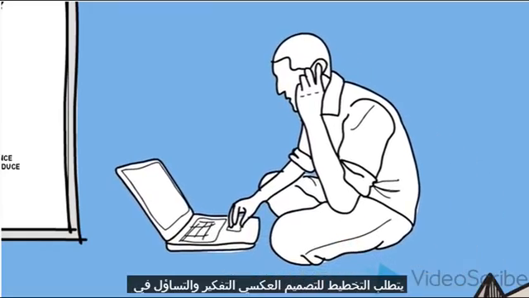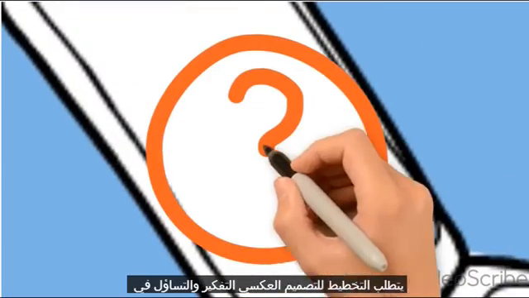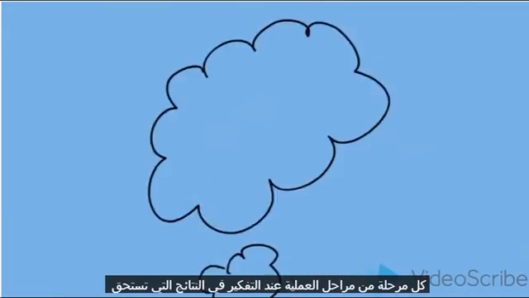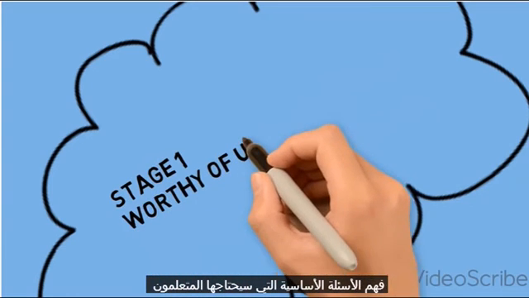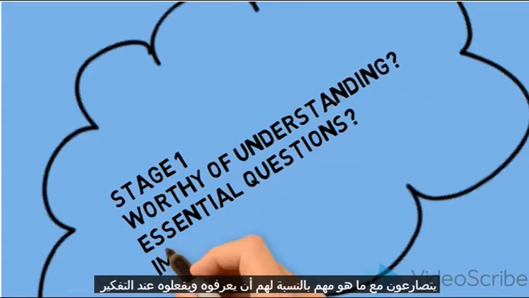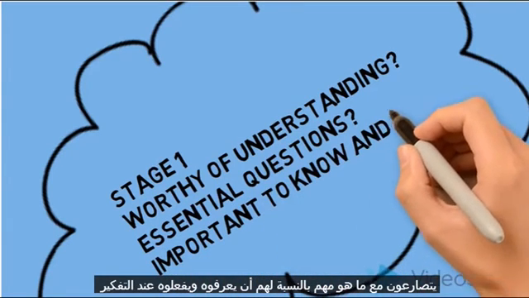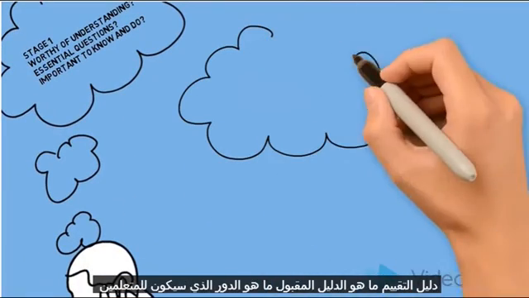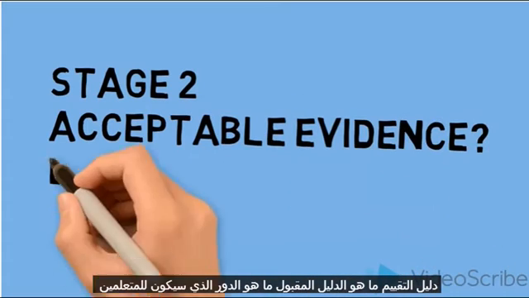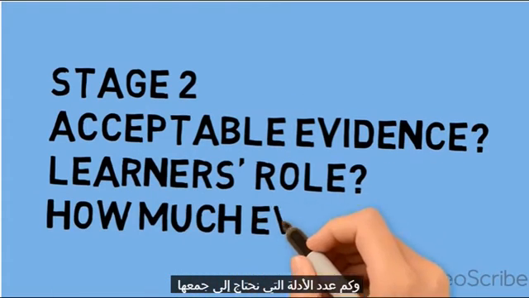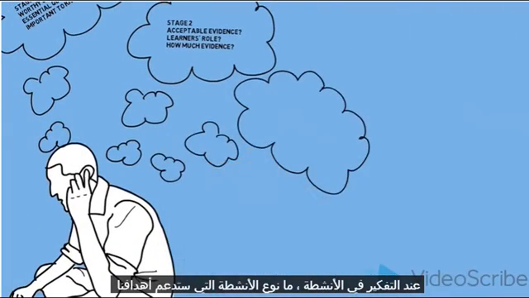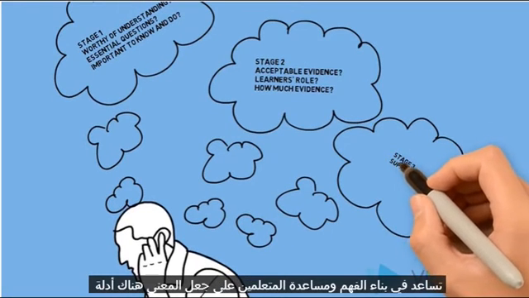Of course, the kind of careful planning that backward design requires involves thinking and questioning at each stage of the process. When thinking about outcomes, what is worthy of understanding? What are the essential questions that learners will need to grapple with? And what's important for them to know and do? When thinking about assessment evidence, what is acceptable evidence? What role will learners have? And how much evidence do we need to collect? When thinking about activities, what sort of activities will support our goals, help build understanding, and help learners make meaning?